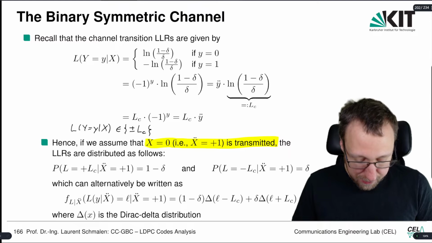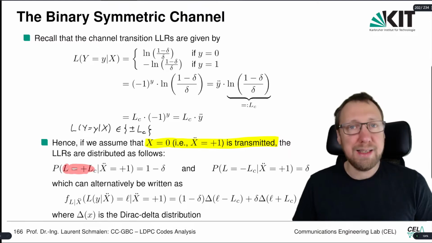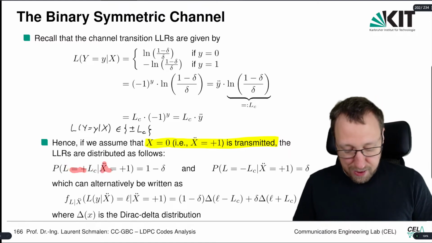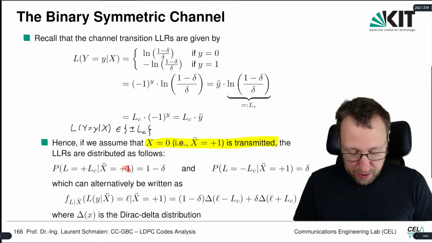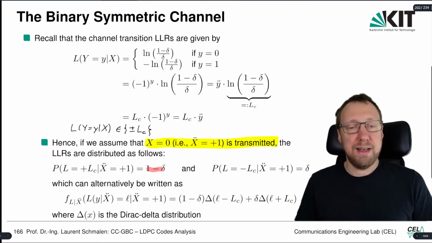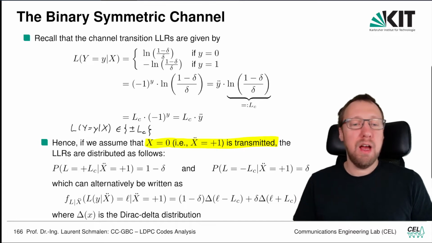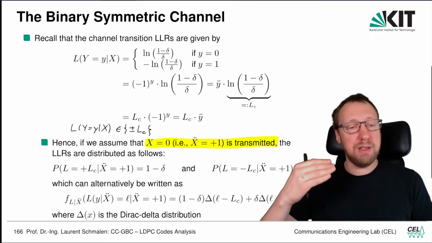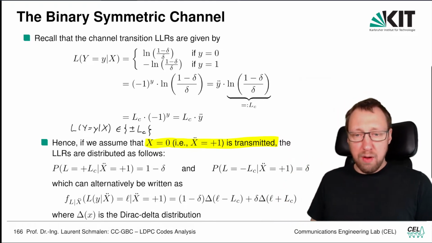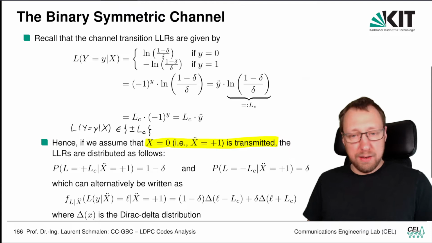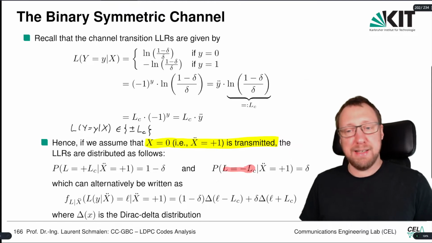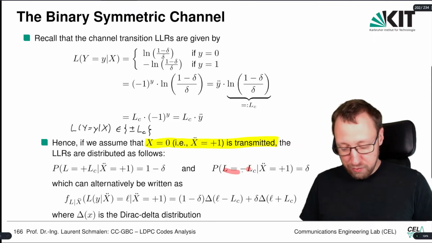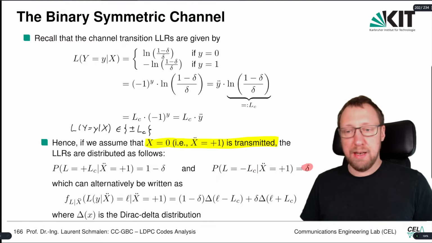So we take a look at the probability that L is equal to plus L_C, given that x double dot is equal to plus 1. And this is equal to 1 minus delta. This happens with probability 1 minus delta: we actually receive a plus 1, and in this case, L is equal to plus L_C. Now, if we receive a minus 1, then L is equal to minus L_C. The probability that L is equal to minus L_C is equal to delta.